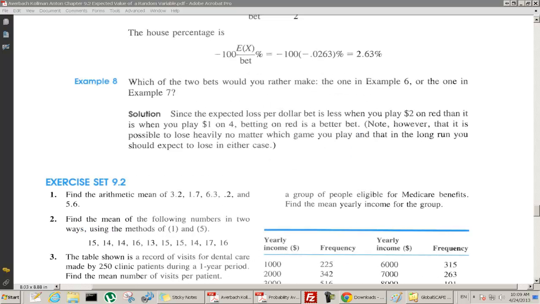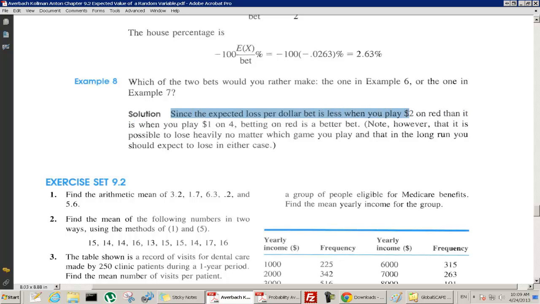And finally, example 8: which of the two bets would you rather make, the one in example 6 or the one in example 7? So they say, since the expected loss per dollar bet, we're not talking about winning because neither of them allows us to win on average, the expected loss per dollar bet is less when you play the $2 on the red bet than it is when you play the $1 on the 4 bet. So the expected loss is less, so betting on the red is a better bet. They say, note however that it is possible to lose heavily no matter which game you play, and also that in the long run you should expect to lose in either case.